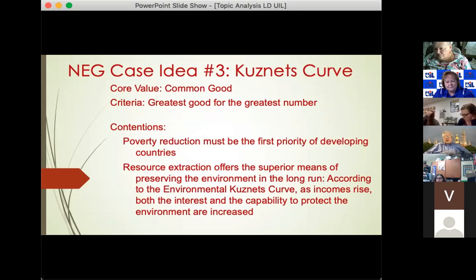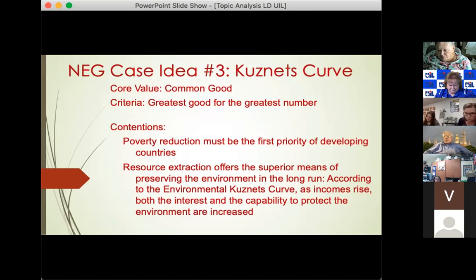And again, the argument here is poverty reduction needs to be the first priority of developing countries. The argument is: extract your resources and understand that as you advance, as you deal with poverty, environmental protection will take care of itself. That's the argument of the environmental Kuznets curve. It's named after Simon Kuznets, who was the winner of the Nobel Prize in Economics back in 1971.